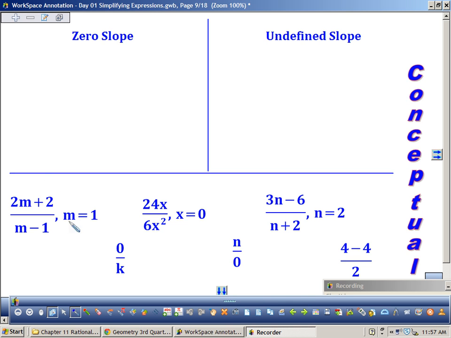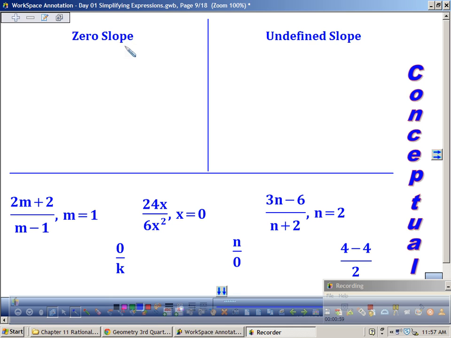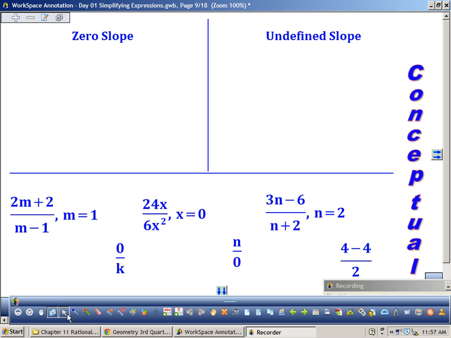Okay, take a look at all of these expressions down here. I want to categorize all of these expressions under either zero slope or undefined slope. So if you can see one that you recognize that should go under zero slope or undefined slope, go ahead and raise your hand. Okay, Elgin. 4 minus 4 over 2 is y.